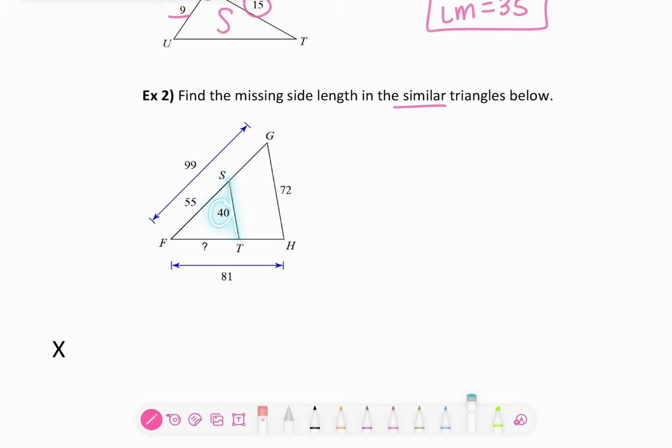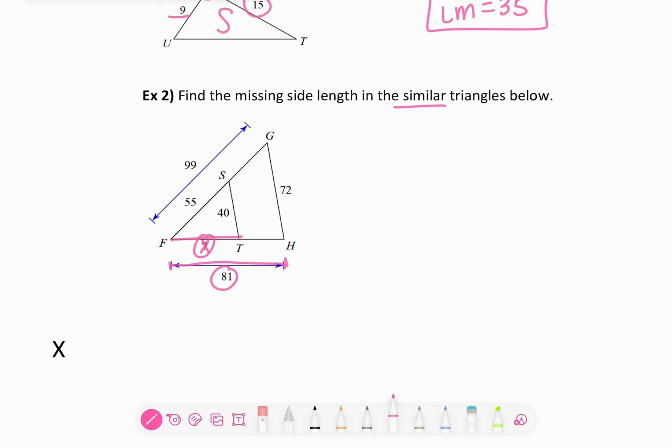So if I look at what that would be if this smaller triangle were to grow, this ST would become this GH. So these two sides correspond, for example. Similarly, you could look at FS, and that would correspond to FG. So 55 and 99. And then same thing for FT and FH. Now we know we have to use FT because that's the missing side length. FT corresponds with FH, so that's 81.